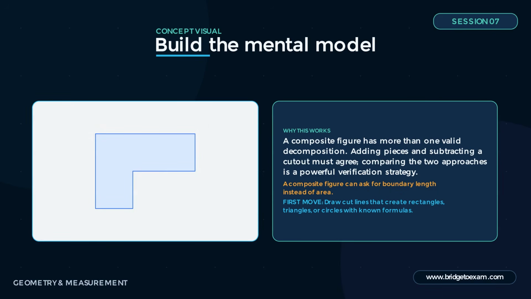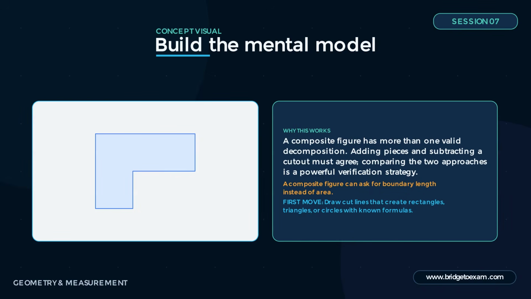The composite figure can ask for boundary length instead of area. The rectangles are useful building blocks for decomposing a figure. Read every label as evidence about what is known, what is unknown, and which measurements actually belong in the model.